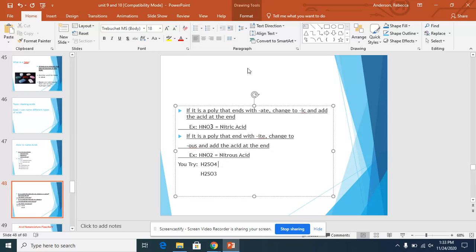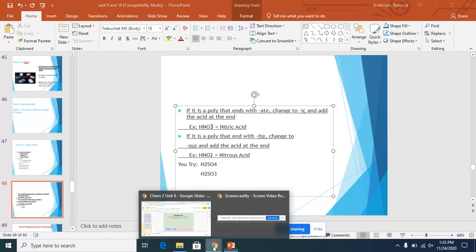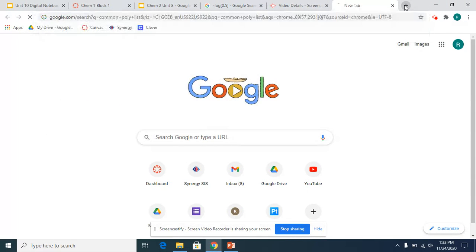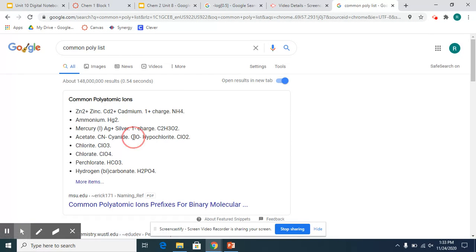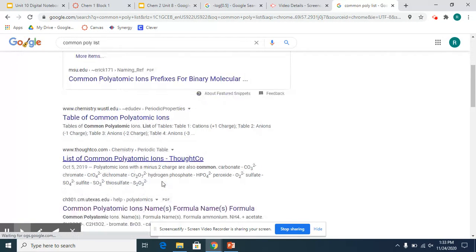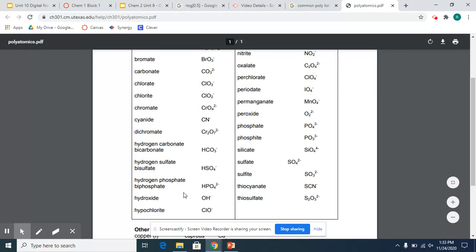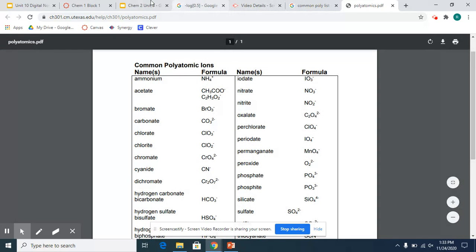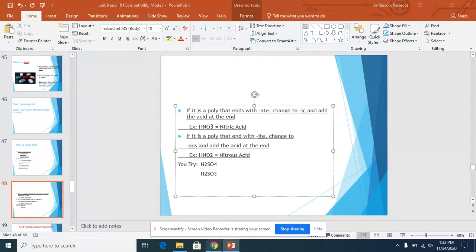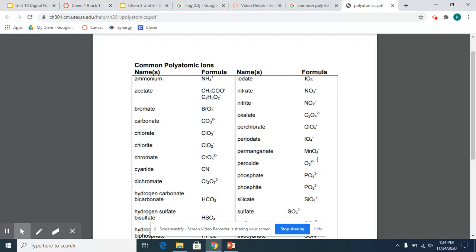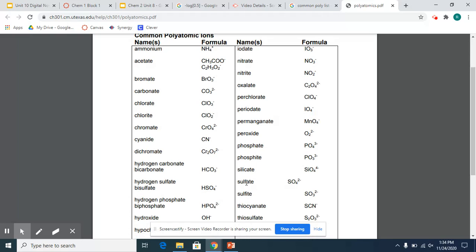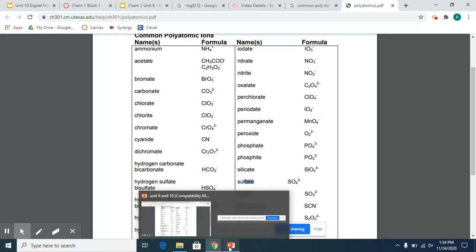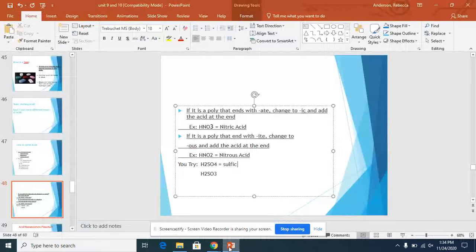So here, H2SO4. So let's see what the poly name for SO4 is. Let's go to our common poly list. Here we go. I will link this sheet in your page for you to look at as well. So we had SO4. So let's find SO4. SO4, sulfate. So since it ends in ate, we change it to ic. So it would be sulfuric acid.